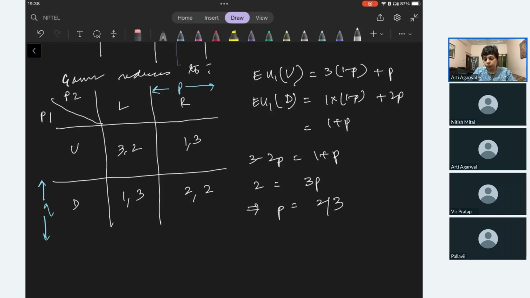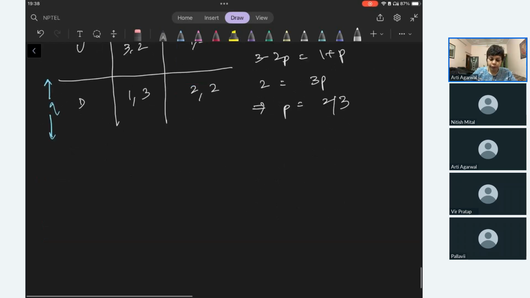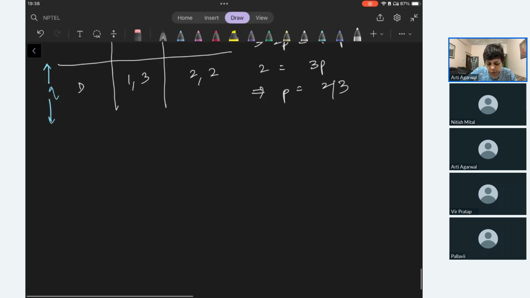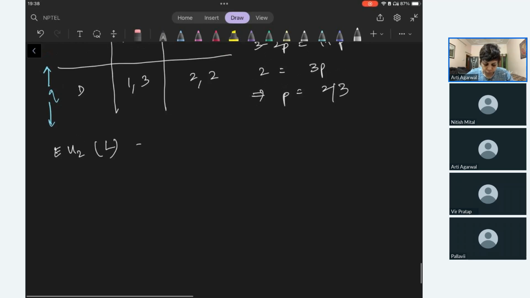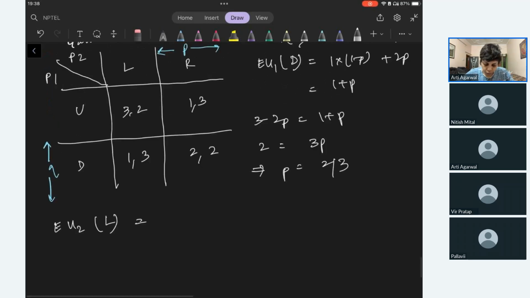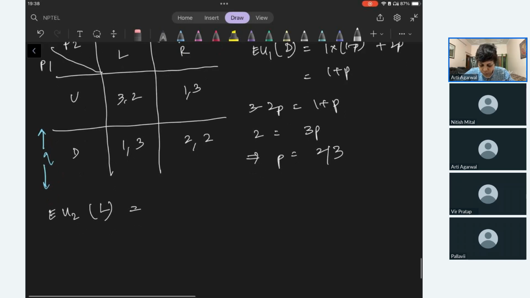So we know P, and now we can use the same methodology to calculate Q. So let's do that very quickly. Expected payoff of 2, say strategy L, is 2 into 1 minus Q plus 3Q.